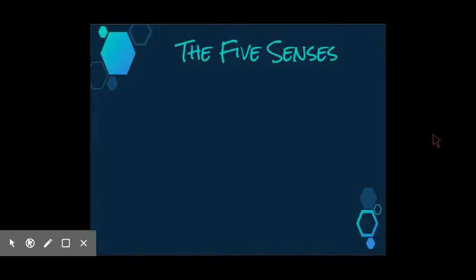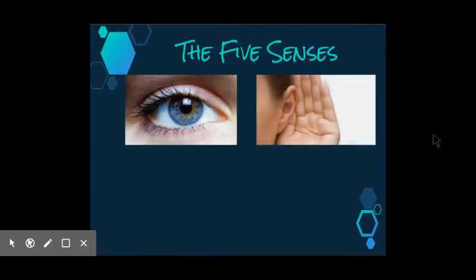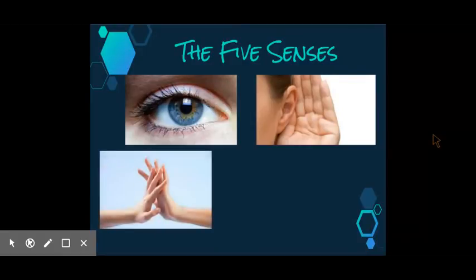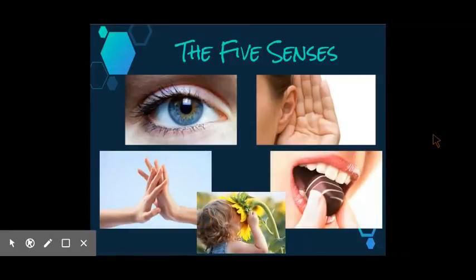Effective methods of communication therefore rely on a corresponding development of visual communication, so being able to see, acoustic communication, being able to hear, tactile communication, which involves touching, and chemical communication, which involves smelling and tasting. And we have a whole heap of different receptors that are able to deal with each of those different five senses. So that brings us to the end of the first dot point.